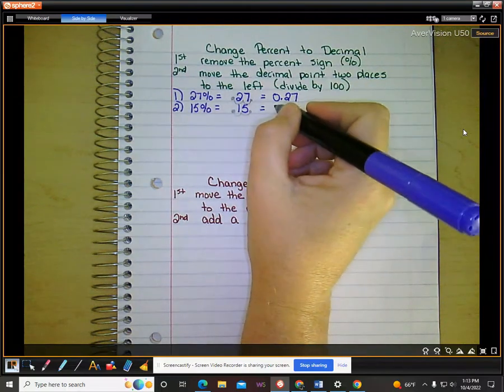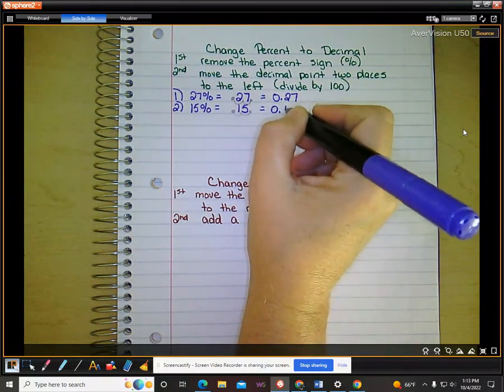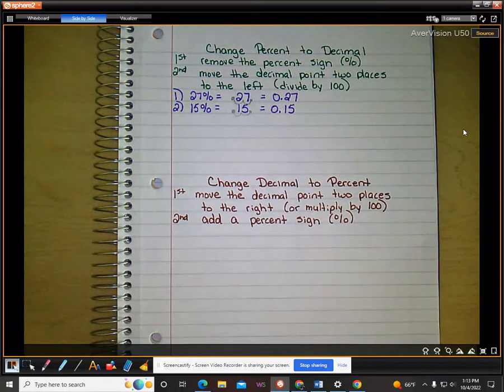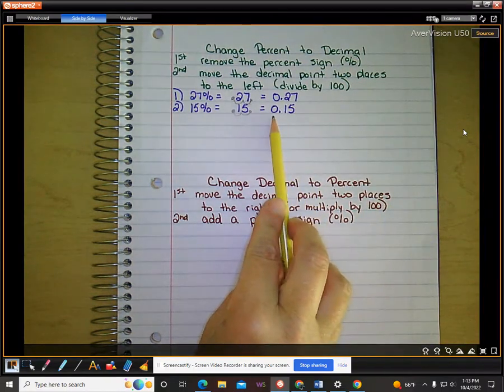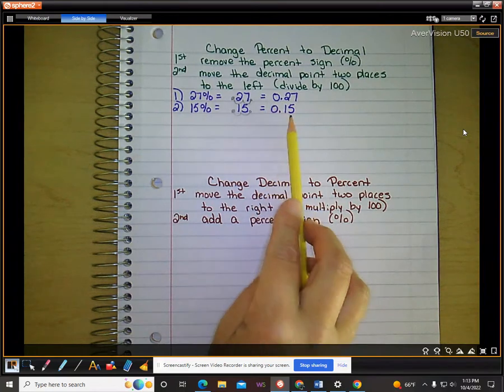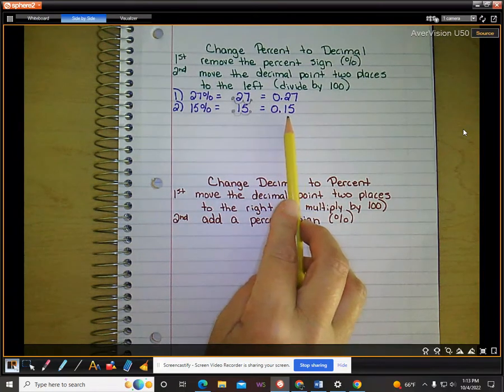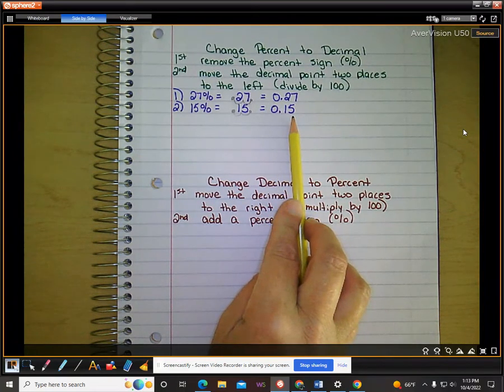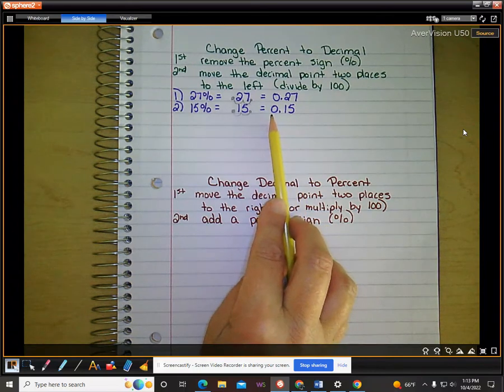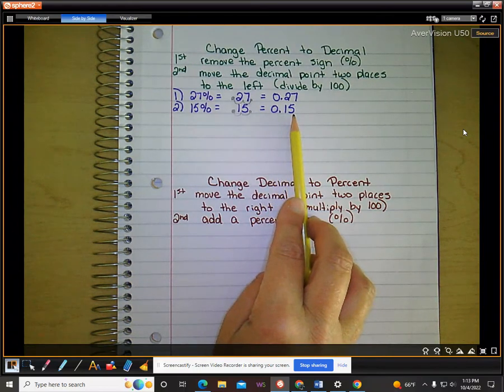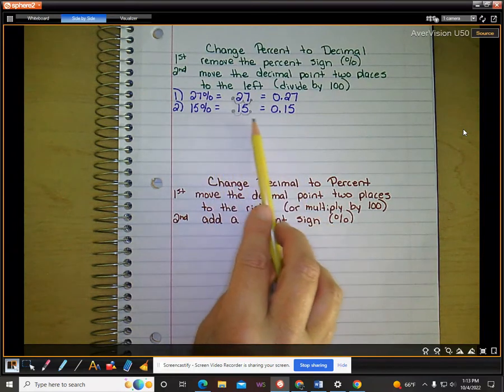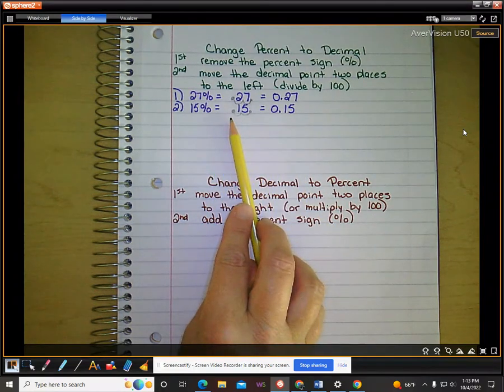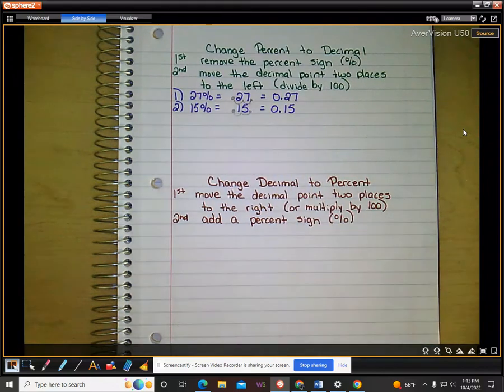So what is 15% as a decimal? Jeremiah? 0.15. Yep. Just make sure when we're reading decimals, if it's a 0, you can ignore that when you're reading it and just say 15 and then the place value of the hundredths. Okay, but it's written as 0.15, but read as 15 hundredths. Okay, decimal point gets moved back 2 places, but make sure you have that 0 in front.